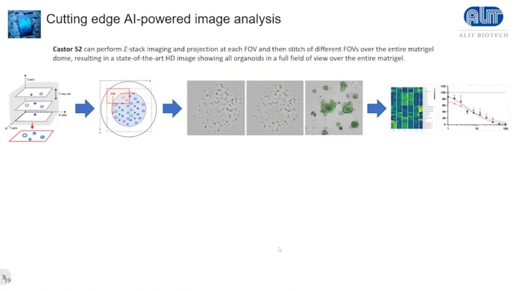Firstly, it performs Z-stack imaging and 2D projection at each position, and then it will move to the next position to capture the Z-stack imaging. The system then automatically performs image stitching to obtain, for example, the entire matrigel dome image, and uses AI algorithms to perform image analysis and finally outputs a quantitative visualized image for display. All of the above imaging and analysis processes are performed automatically by selecting a standard assay.